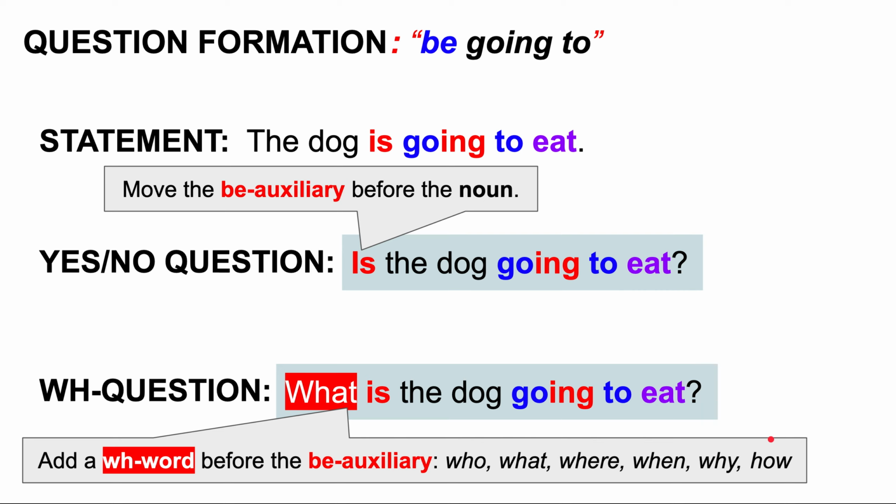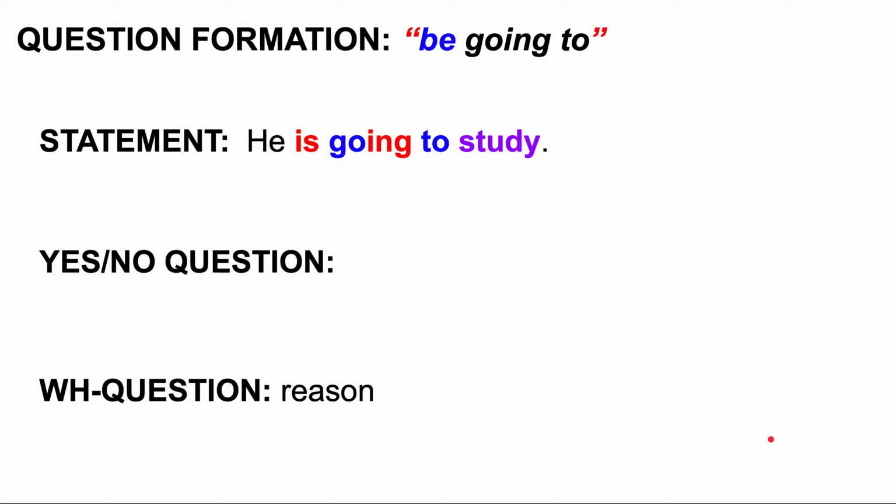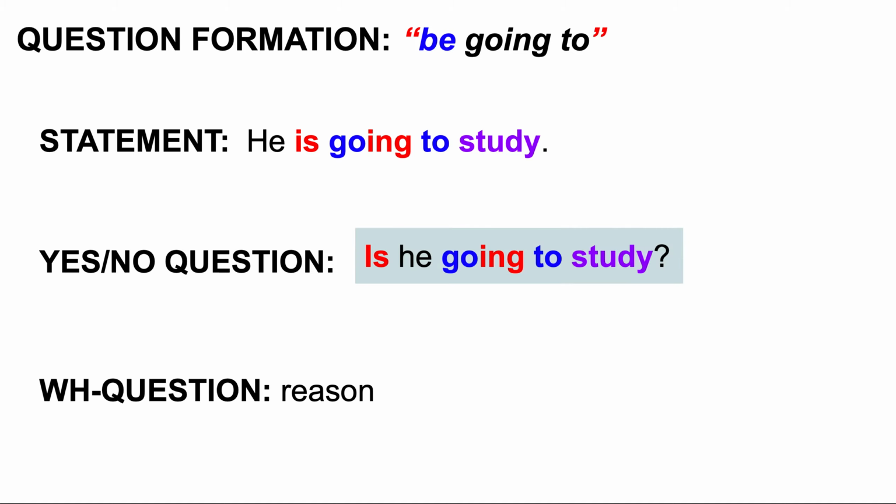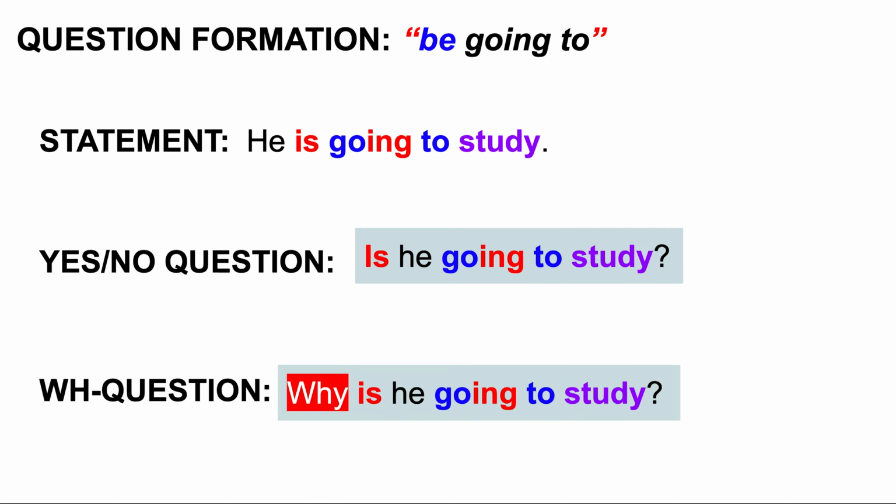Okay, let's do some practice questions. Okay, the statement, he is going to study. Take 5 seconds to make a yes no question. The yes no question, is he going to study? Now make a WH question for reason. Take 5 seconds. WH question for reason. Why is he going to study?